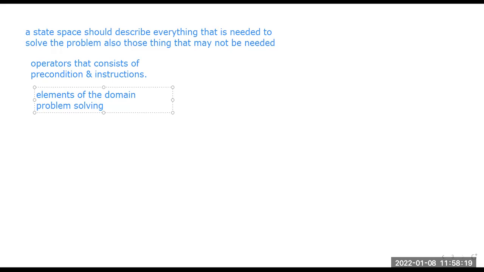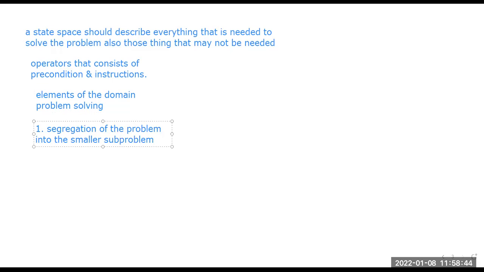What are the considerations? First one, decomposability of the problem into a set of independent smaller sub-problems, that is, segregation of the problem into smaller sub-problems, right? Second one, possibility of undoing a solution step.